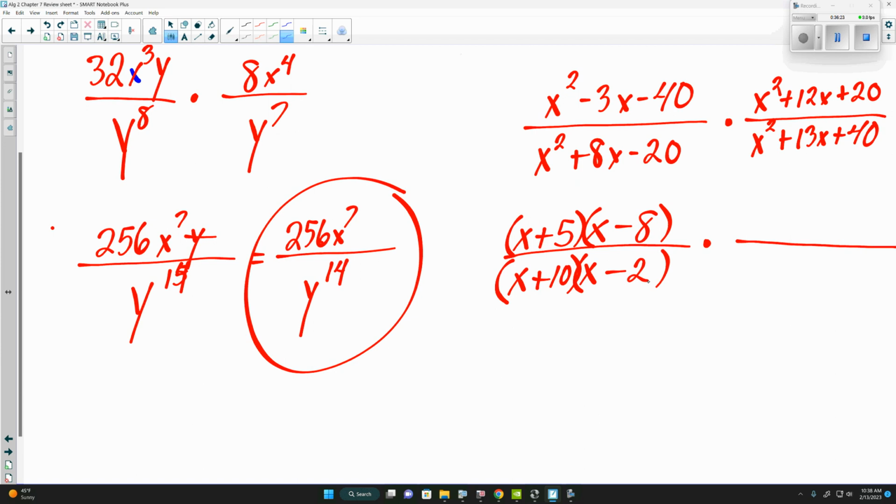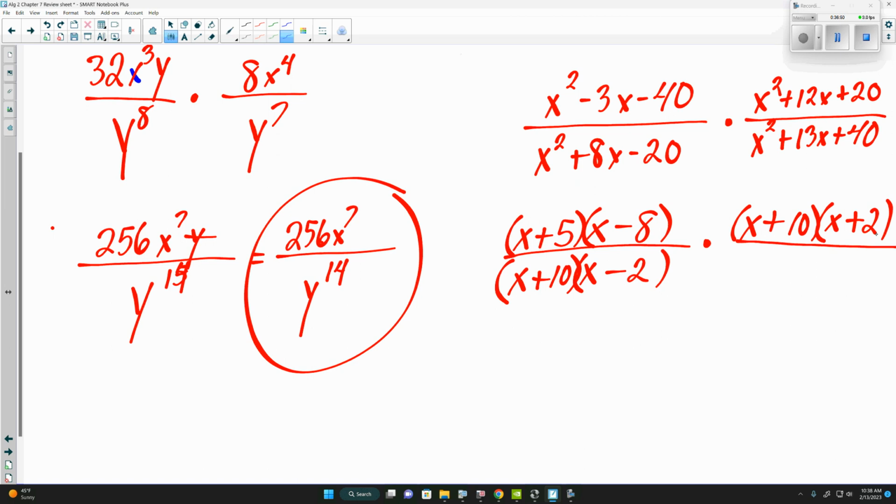Now we can move on to the other numerator. 2 sets of parentheses. Since the 20 is positive, our signs are the same and match the sign of the middle term, so plus and plus. Factors of x squared are x and x. Factors of 20 are still the same, 1 and 20, 2 and 10, 4 and 5. Yep. And we want 2 and 10.